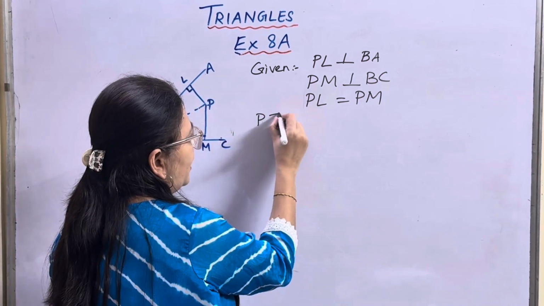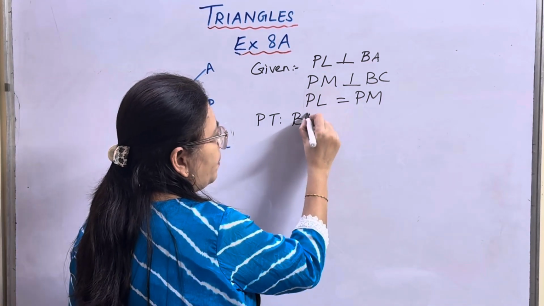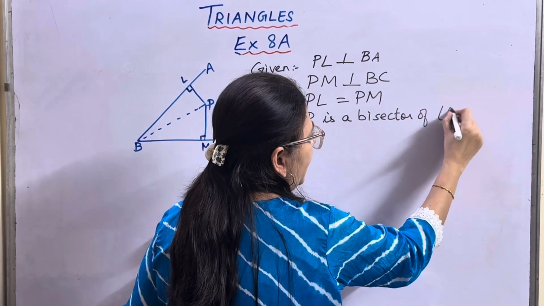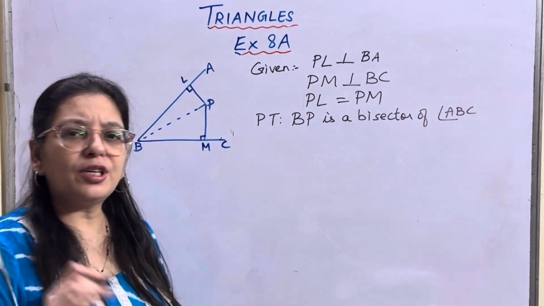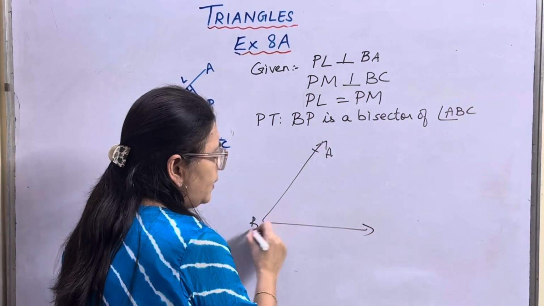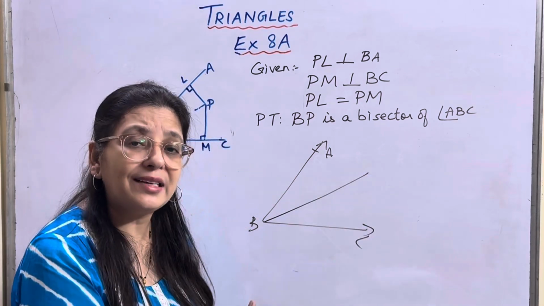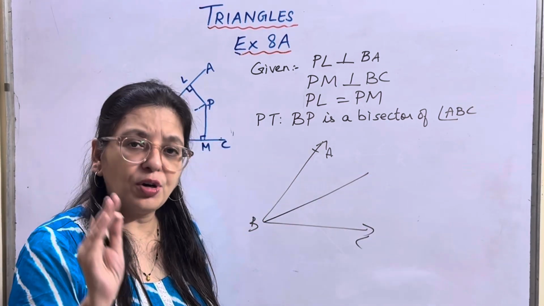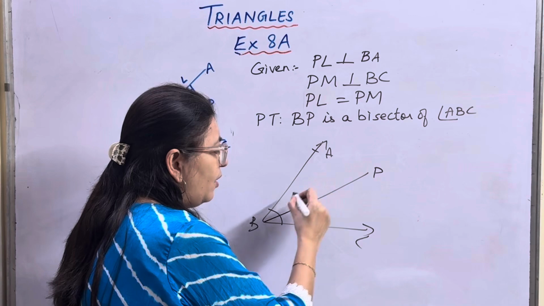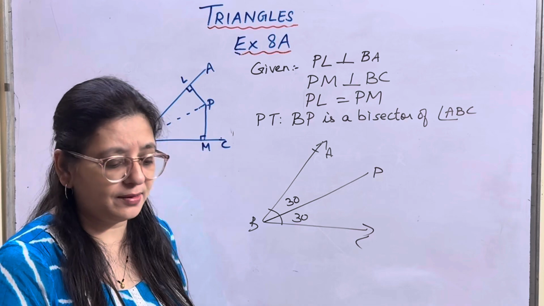Now what you have to prove? Prove that BP is a bisector of angle ABC. Let's understand what we mean by bisector. Say this is an angle, angle ABC. Bisector means which divides this angle into exact half. Say, for example, the measure of angle ABC is 60 degrees. So BP will divide this into 30 degrees and 30 degrees. That is called an angle bisector.